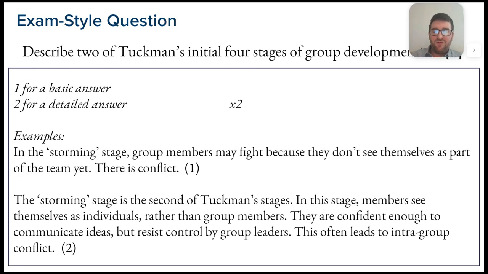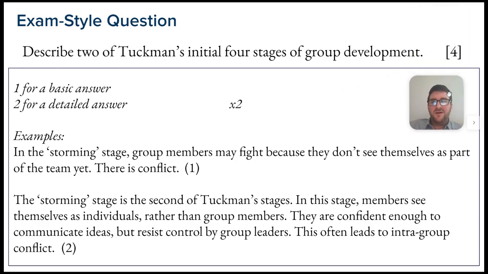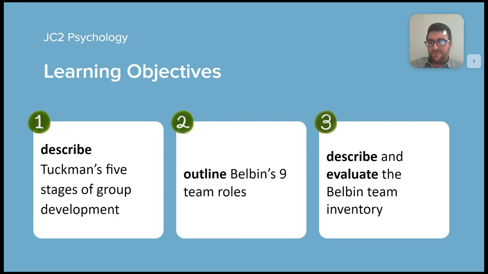This is a question I've written answers to on Google Classroom for my own classes, but this is a question you could try yourself. So describe 2 of Tuckman's initial 4 stages of group development. This is a mark scheme for storming. So the mark scheme will just say 1 mark for a basic answer, 2 marks for a detailed answer, and then they will give examples of basic and detailed answers. You can pause and read through them if you wish. And that is Tuckman. So we'll move straight on to Belbin's 9 team roles.